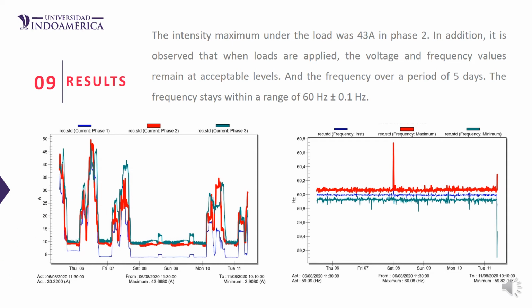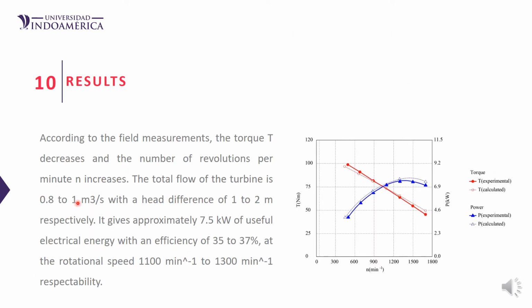Now, results. According to the measurements, the torque T decreases and the number of revolutions per minute N increases. You can see here the torque, and the torque decreases when the revolutions increase. And the total flow of the turbine is 0.21 meters per second, with the head difference 1 to 2 meters respectively.